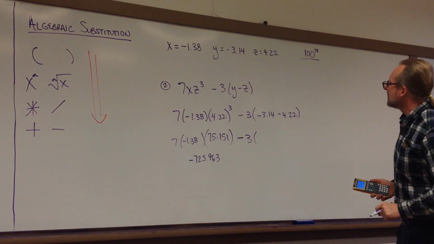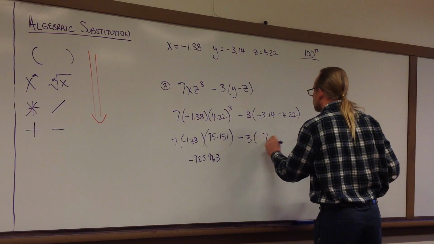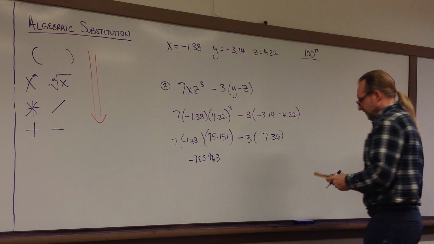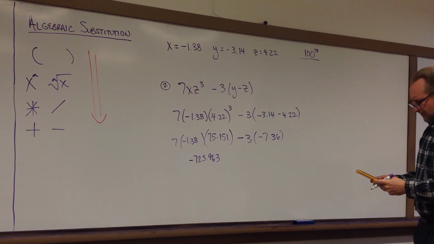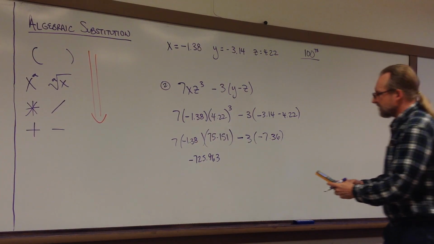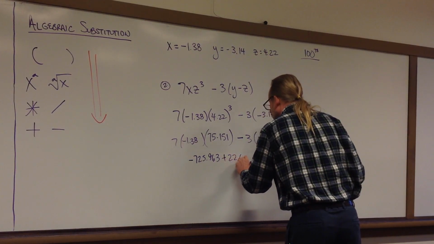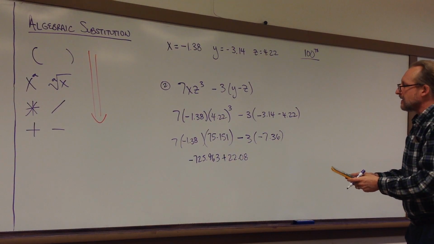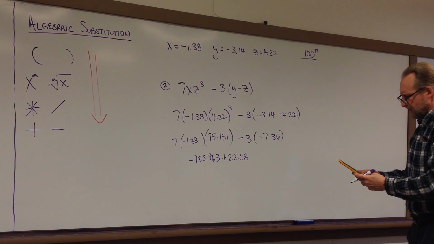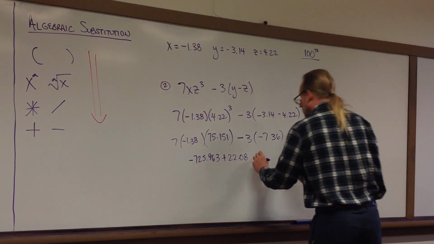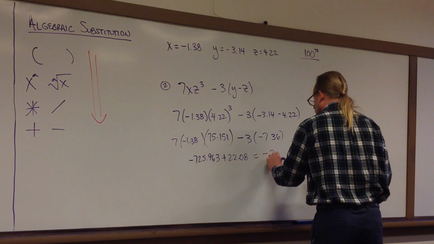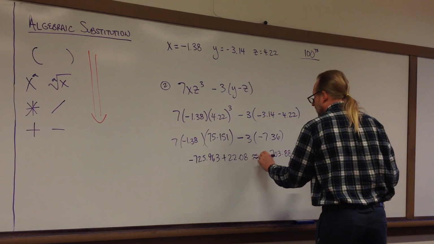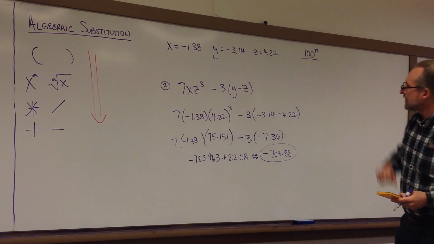Let's work in the parentheses here. Negative 7.36. So now I got to do negative 3 times negative 7.36. That's going to give me positive 22.08. And then add on that negative 725.963. That's going to give me negative 703.88. Rounded to the second decimal place, rounded to the hundredths place.